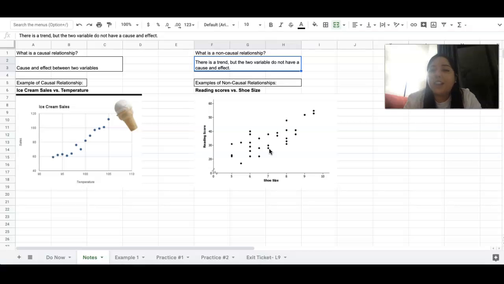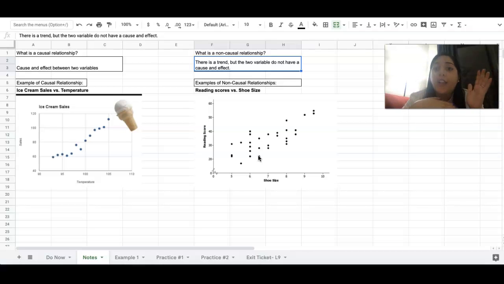So that's when we're analyzing data. You have to be really good at critical thinking, like, is this possible? Okay, so that is a non-causal relationship. So this would be a good example. Another one is like study time and math scores.